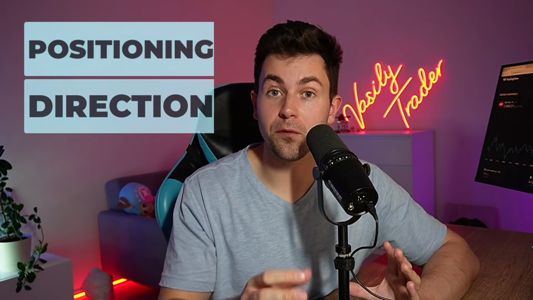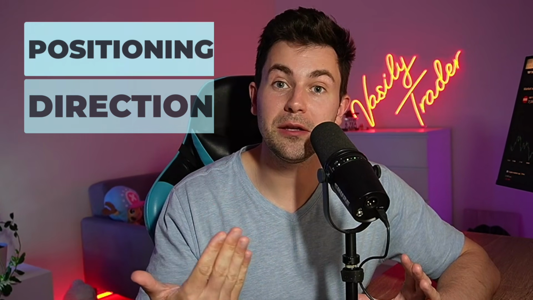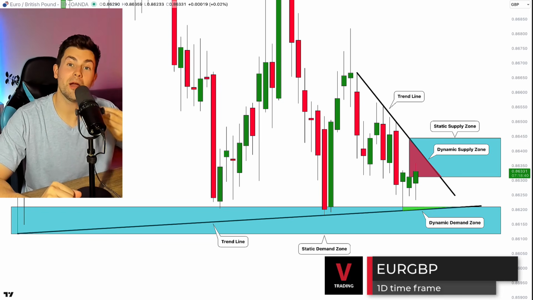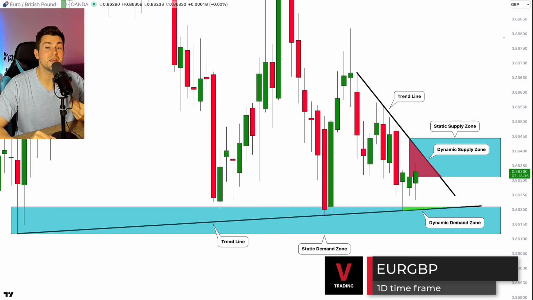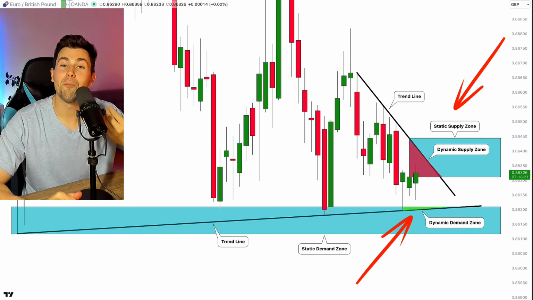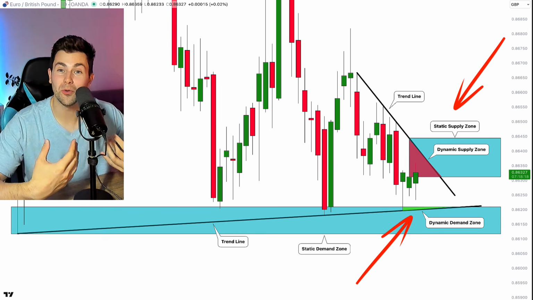Please note that depending on the positioning and the direction of a trend line, a dynamic liquidity zone can expand or contract. On a euro pair, I see two significant dynamic liquidity zones. We see a contracting liquidity supply zone based on a falling trend line and a horizontal supply cluster. And we have a contracting demand zone based on a rising trend line and the horizontal static demand cluster. Both dynamic zones become smaller over time.